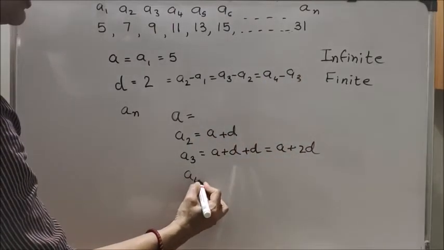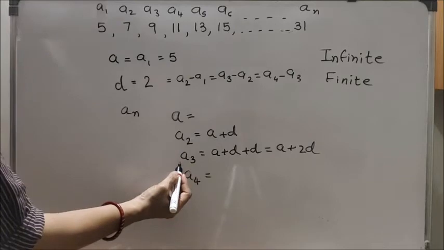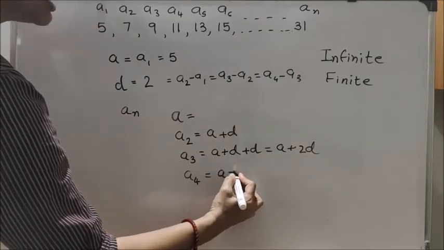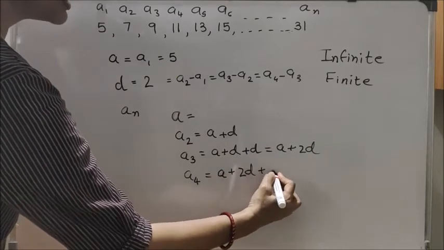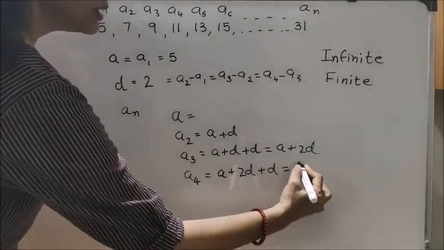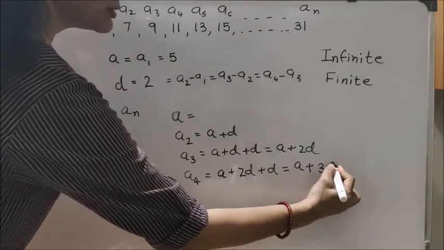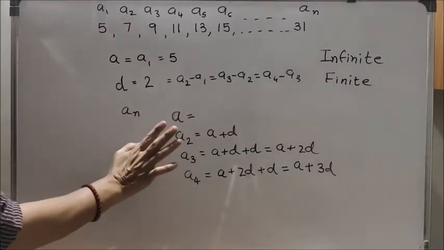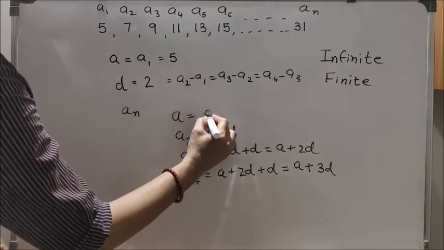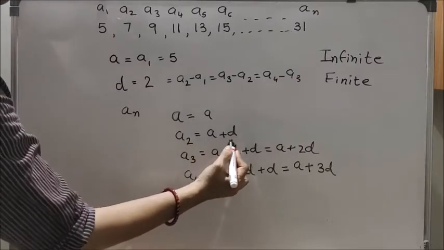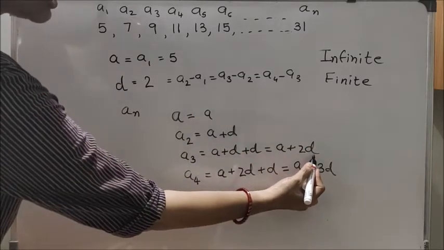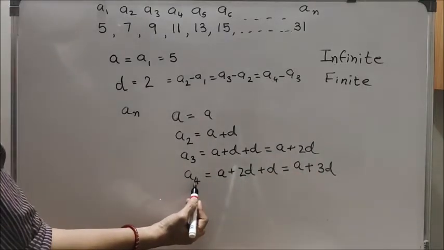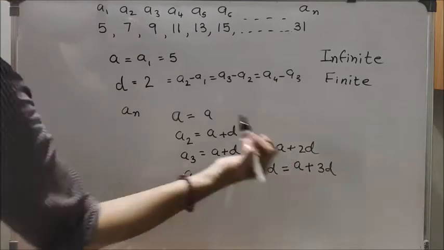Again, what will be A4? A4 will be A3 plus D. But what is A3? A plus 2D. So you write A plus 2D plus D, which actually gives you A plus 3D. So just note this order. A is A itself, the first term. A2 is A plus D. A3 is A plus 2D. A4 is A plus 3D. So whichever number of term it is, one less value is over here.